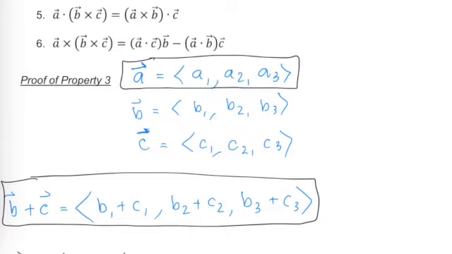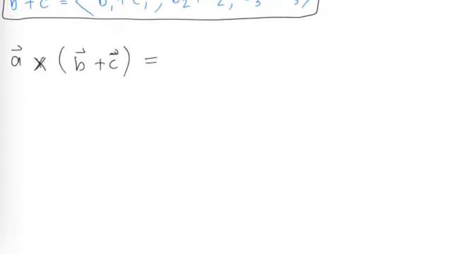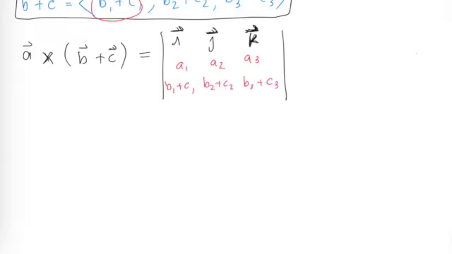So A cross B plus C, we're going to use our theoretical determinant in order to determine that. So we've got i, j, k here, and our first row of our matrix is going to be the A vector components, and the second row of the matrix is going to be our B plus C vector components. So we've got B1 plus C1. Notice we are being extremely careful to ensure that we have vector hats over anything that is a vector, and the scalars do not have vector hats.